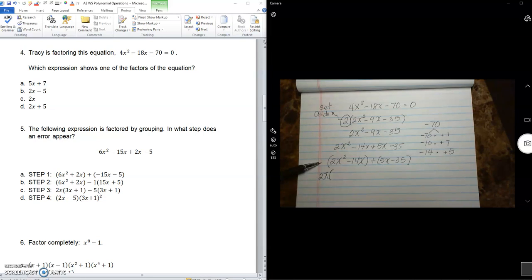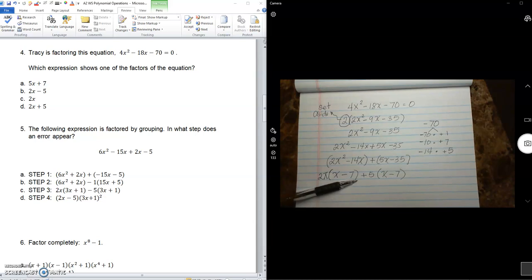Okay, so for this expression, the greatest common factor is 2x and 2x squared divided by 2x is x. And the negative 14x divided by 2x is negative 7. And then now for this expression, the greatest common factor is 5. Okay, so 5x divided by 5 is x. Okay, negative 35 divided by 5 is negative 7.